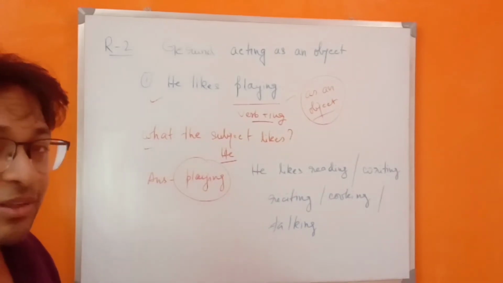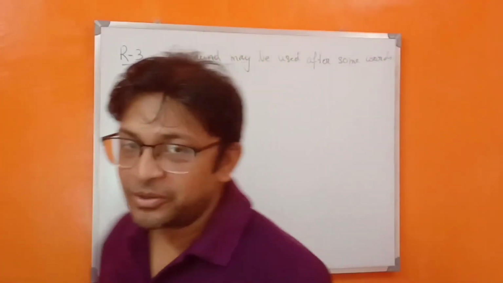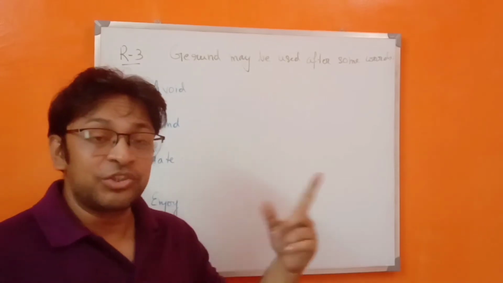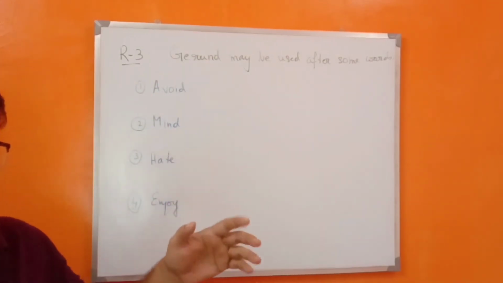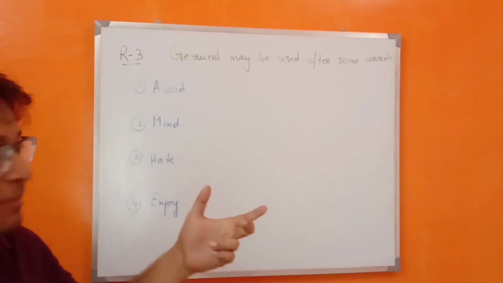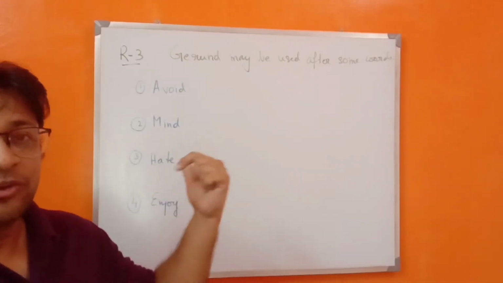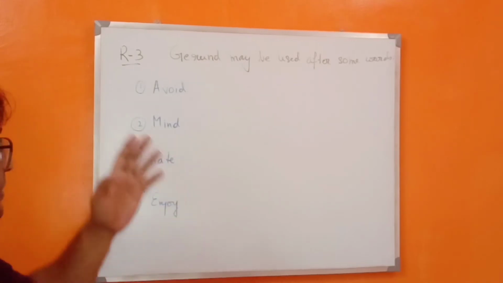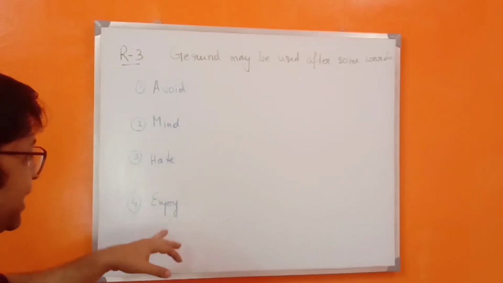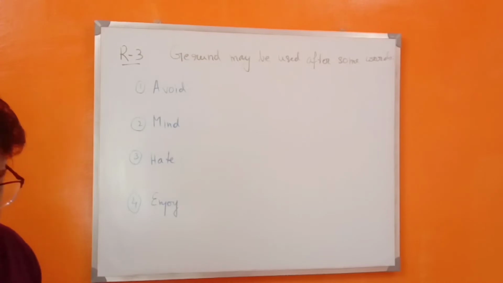Now let's come to another rule. You have to see, after using this kind of words, gerund will be used. So we are going to show you how the sentence will be formed here and how you are going to use gerund after using these words. First sentence: avoid, then mind, then hate, then enjoy. So how are you going to use these things?